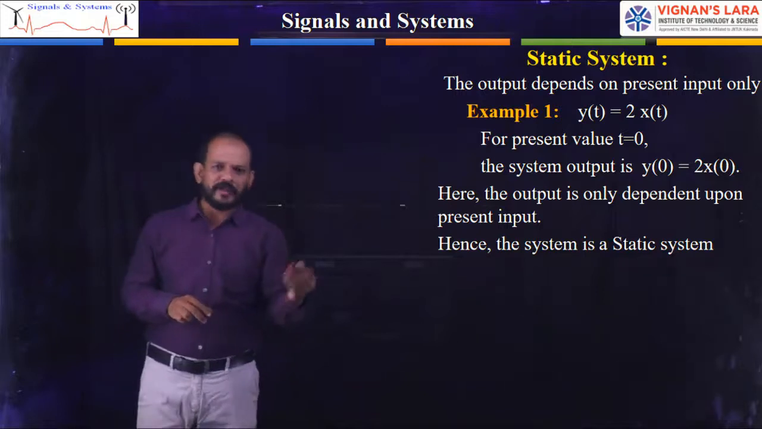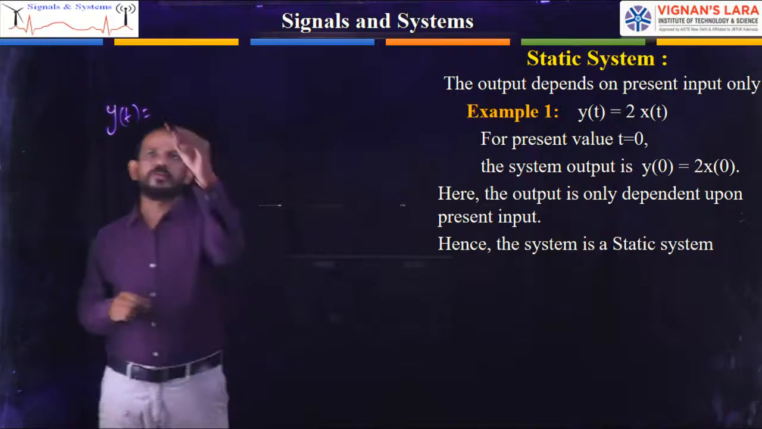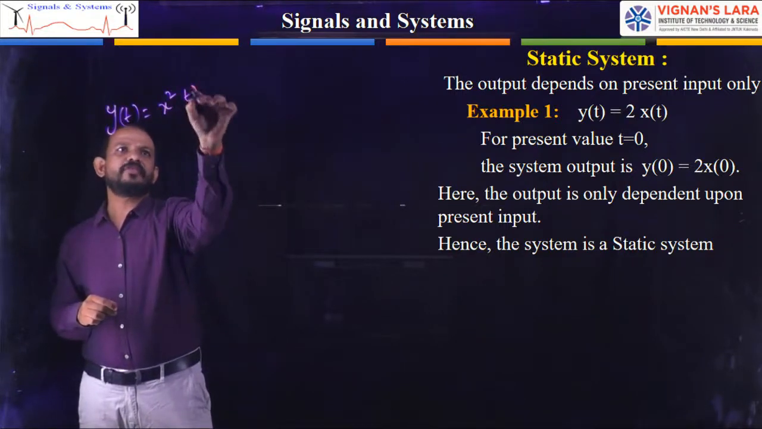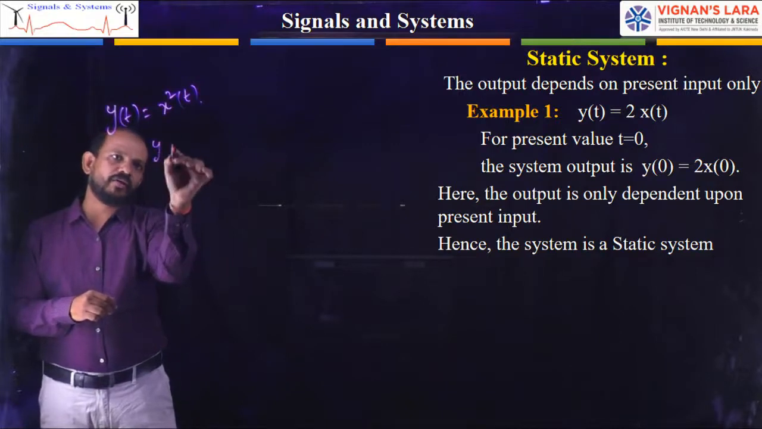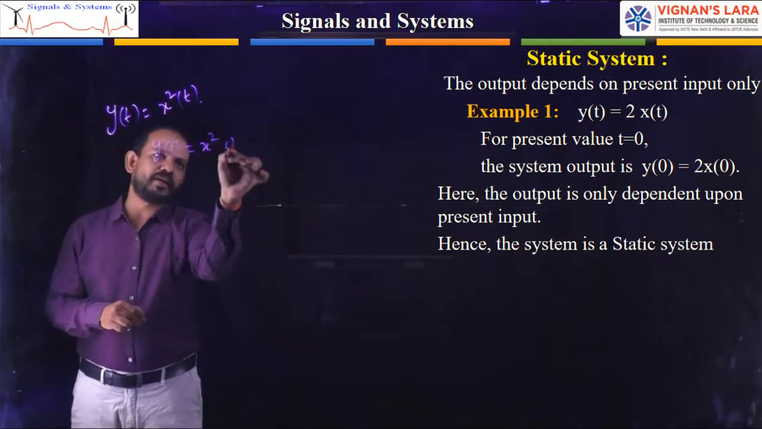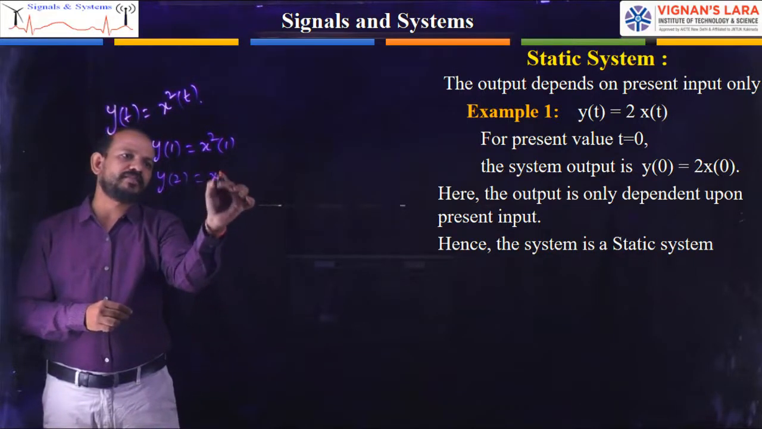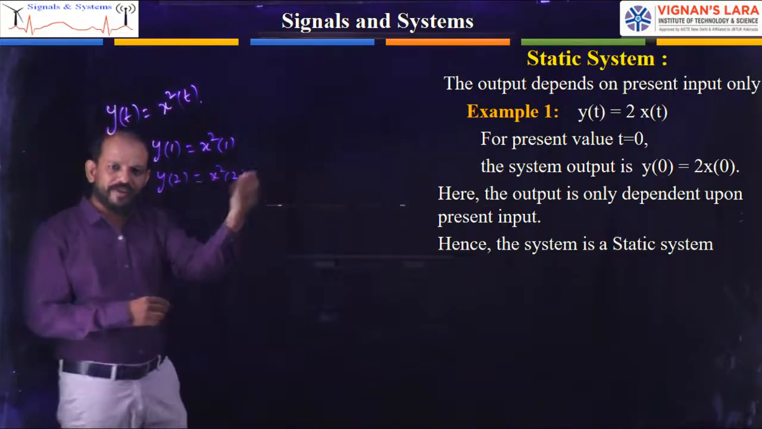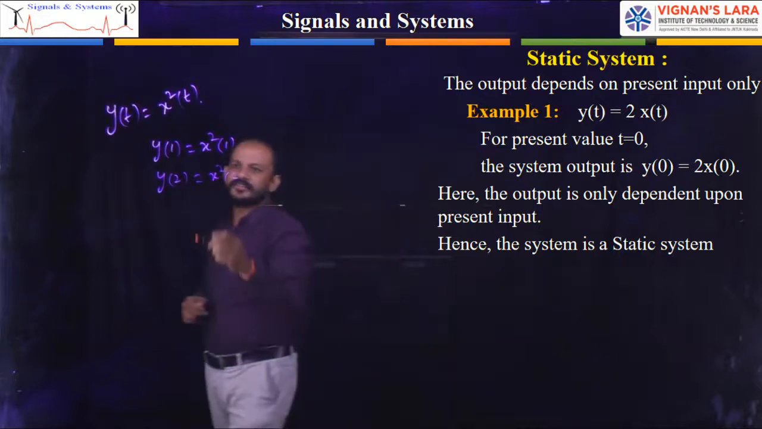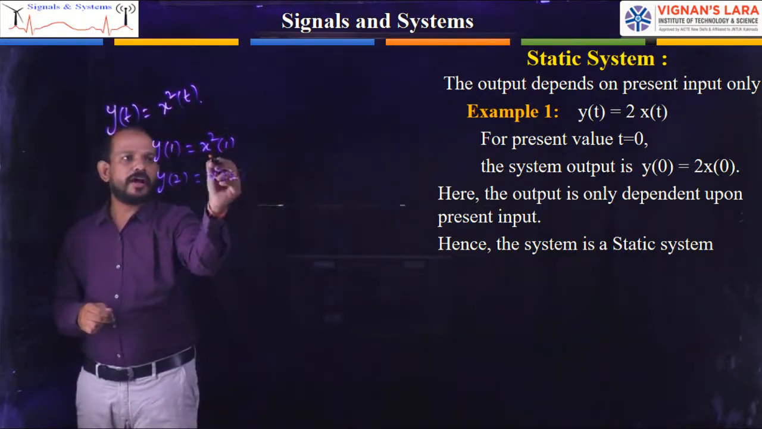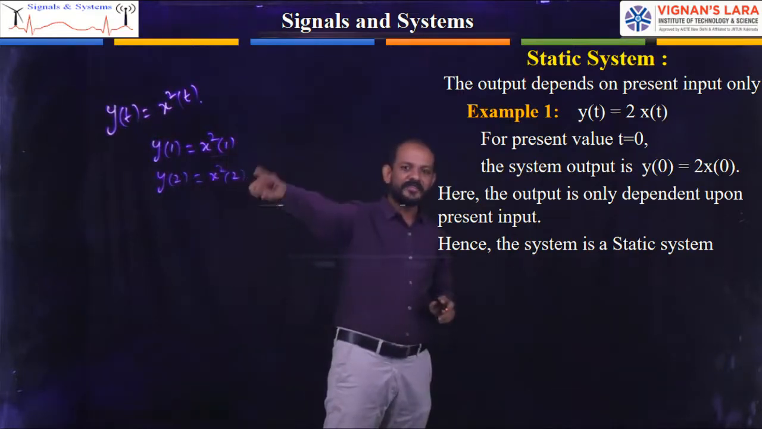If you want another example, I will give you another example also. So y of t equal to x square of t. For t equal to 1, y of 1 equal to x square of 1. For t equal to 2, y of 2 equal to x square of 2. For 9, y of 9 equal to x square of 9. Here the output depends only on the present value. Hence we can say the system is a static system.